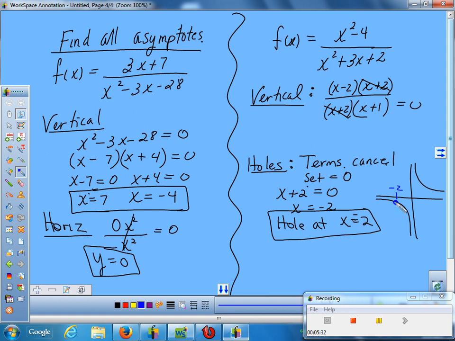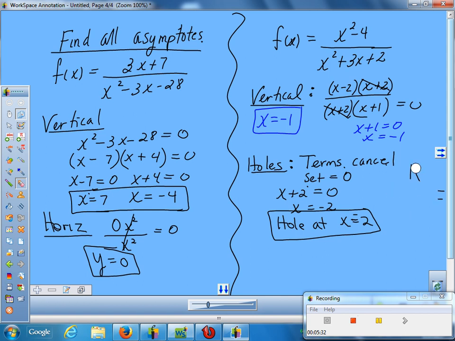So is there an asymptote there? Yeah. And where does that equal 0? That equals 0 at -1. So therefore, you would have a vertical asymptote at x equals -1, but you would just have a hole in the graph at -2. Here, let me redraw, that would be better.